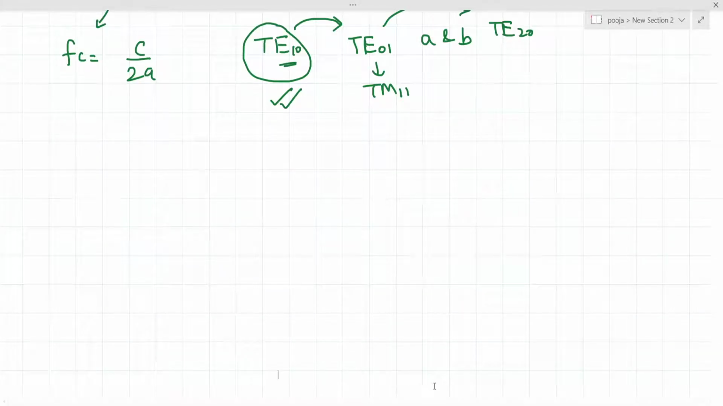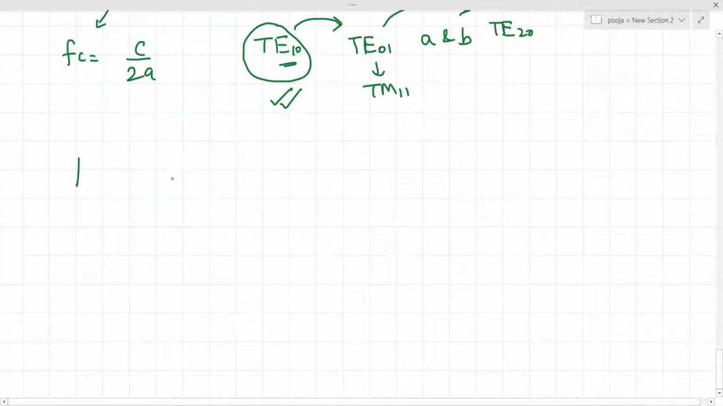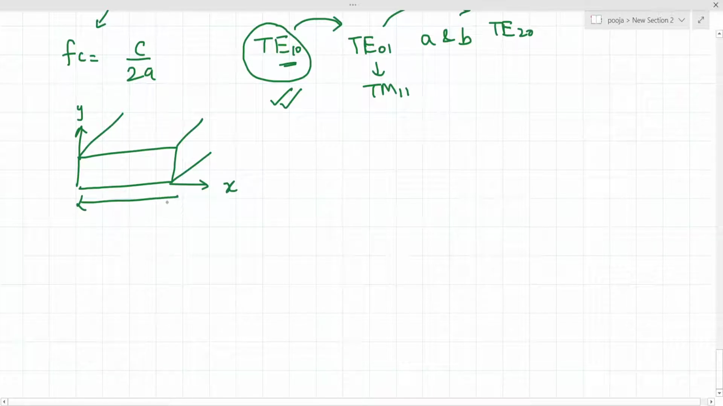Now next comes the important point. Earlier we assumed that the waveguide was like this, along the x-axis and along the y-axis. Along the x-axis the dimension was considered as a, and along the y-axis the dimension was considered as b, and we considered a was greater than b. For this particular waveguide, when a is greater than b, the dominant mode for the rectangular waveguide is TE10.